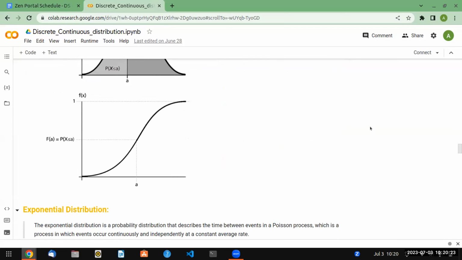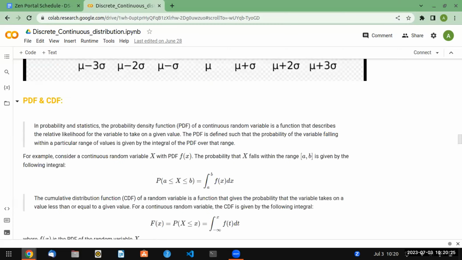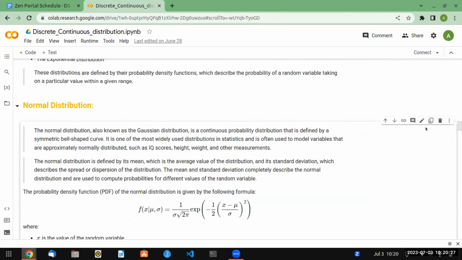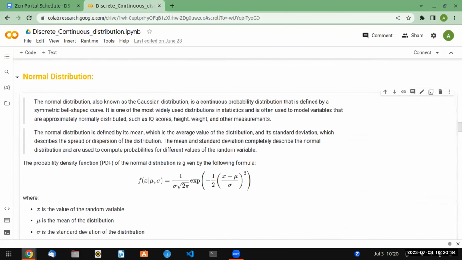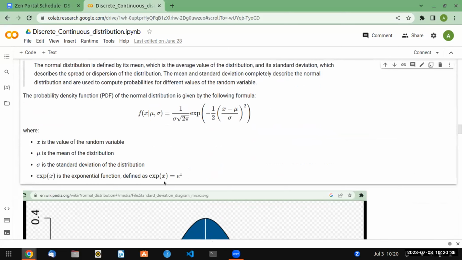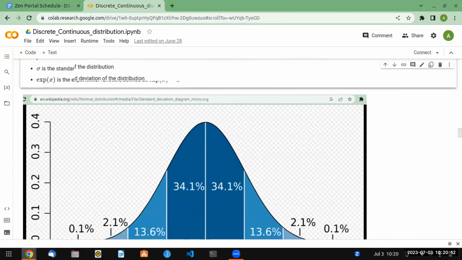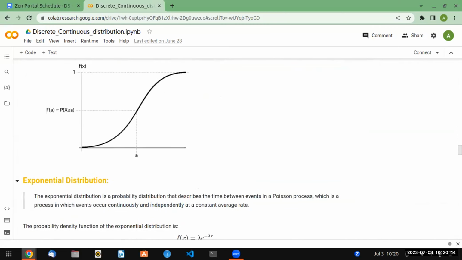Let's try to see another type of distribution. We have three, right? Normal, uniform, and exponential. It is not done yet. We are going to use this normal distribution concept in our next sessions. I hope you got some understanding about normal distribution.